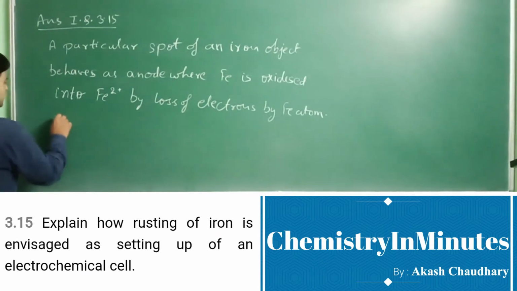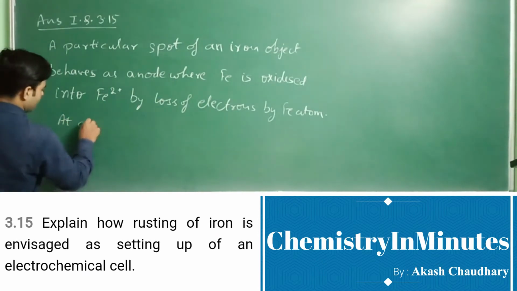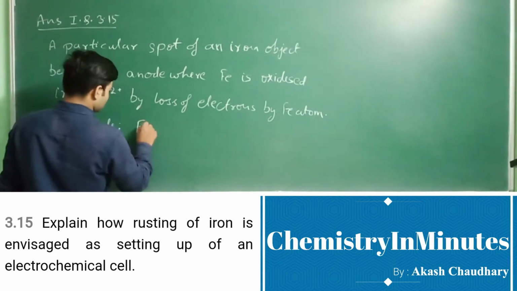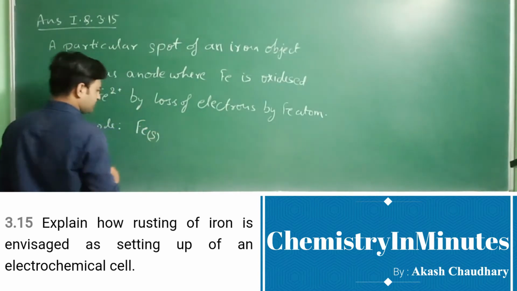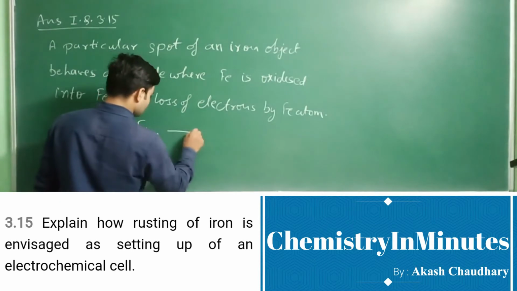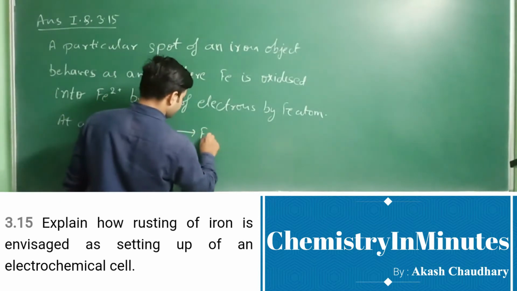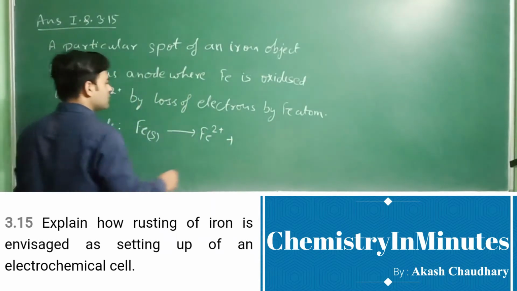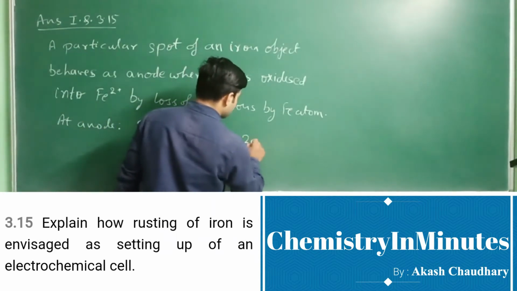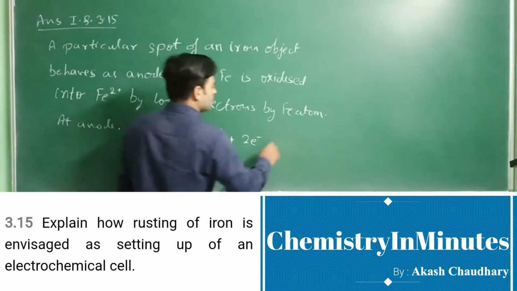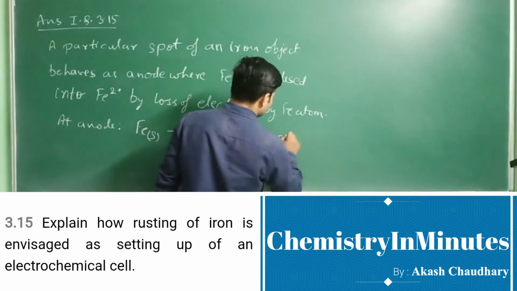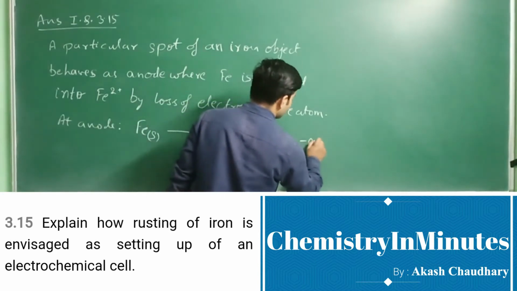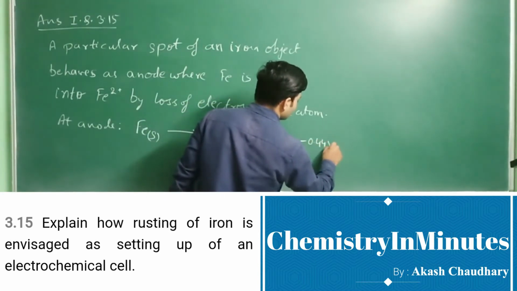So this reaction you can write at anode, Fe solid gives Fe2+ plus 2 electrons. Here E0 value can be written as minus 0.44 volt.